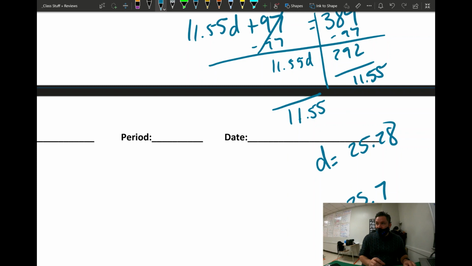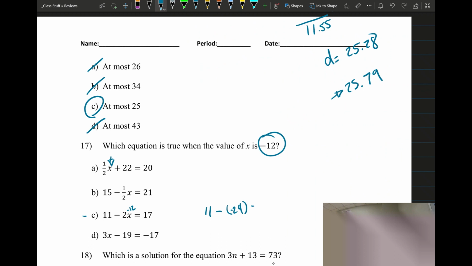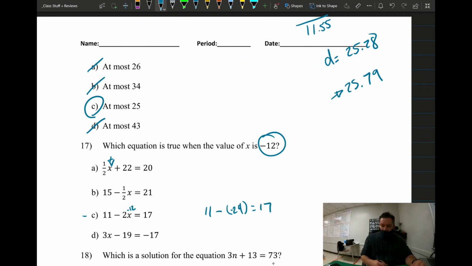this will be 11 minus negative 24 equals 17, right? Negative and negative makes a positive, so that's gonna be 35. And 35 is not equal to 17, so it's not gonna be C. Next one, 3 times negative 12, that's negative 36, right? Minus 19 is gonna be negative 55, which is not that. So it's not gonna be that one.